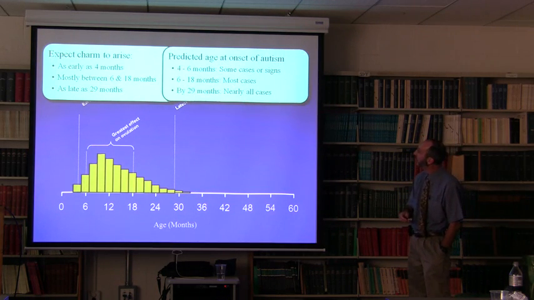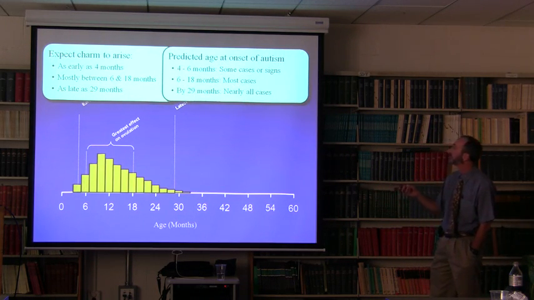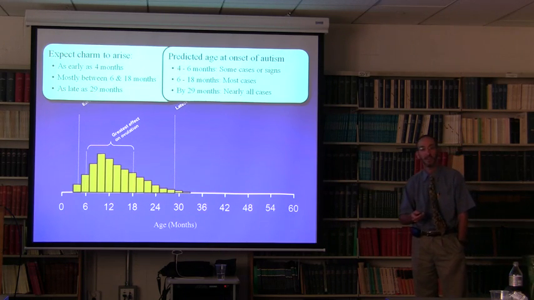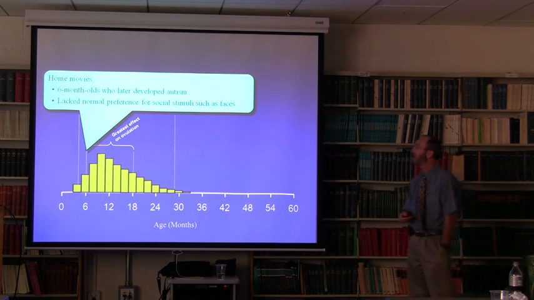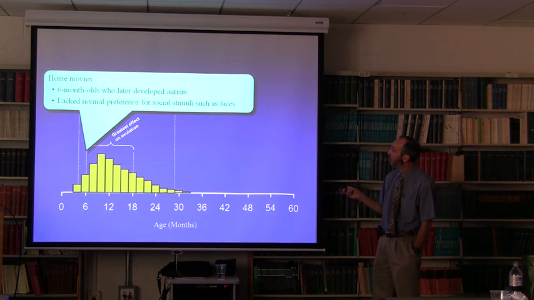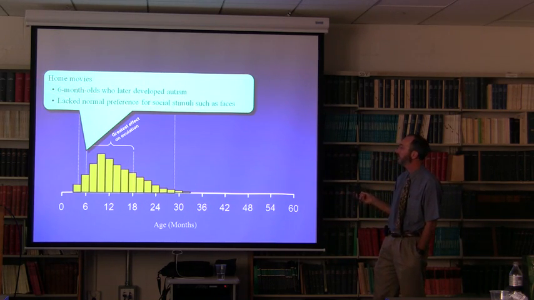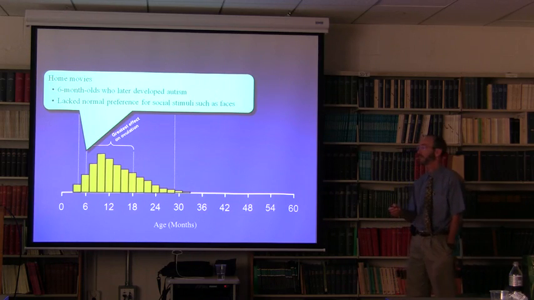Consistent with this, well, no, I should say what the prediction is first. We should see some cases of autism between 4 and 6 months. Most of them should arise between 6 and 18 months. And by 29 months, nearly all cases should have been identified or identifiable. Consistent with this are that home movies of 6-month-olds who later developed autism show that they lack the normal preference for social stimuli, such as faces.